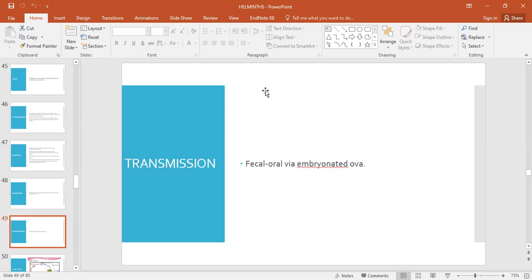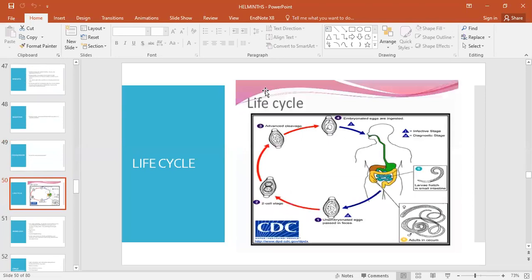Transmission is via the fecal-oral route. In the life cycle of Trichuris trichiura, unembryonated eggs are passed into the feces, which is the non-infective stage and is used for diagnostic purposes. Then it undergoes the two-cell stage and advanced cleavage, producing embryonated eggs, which are ingested by humans and are the infective stage. The larvae hatch in the small intestine and the adult worms reside in the cecum and furthermore in the colon and up to the rectum.